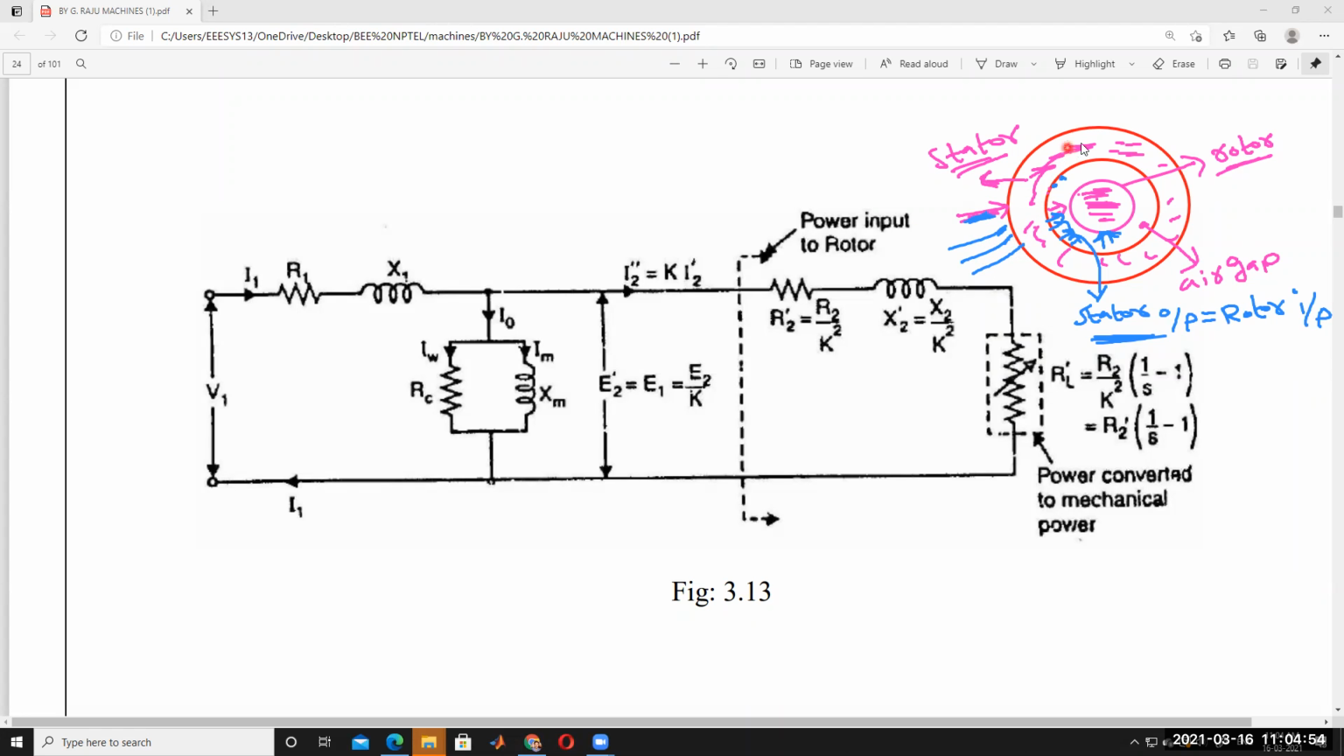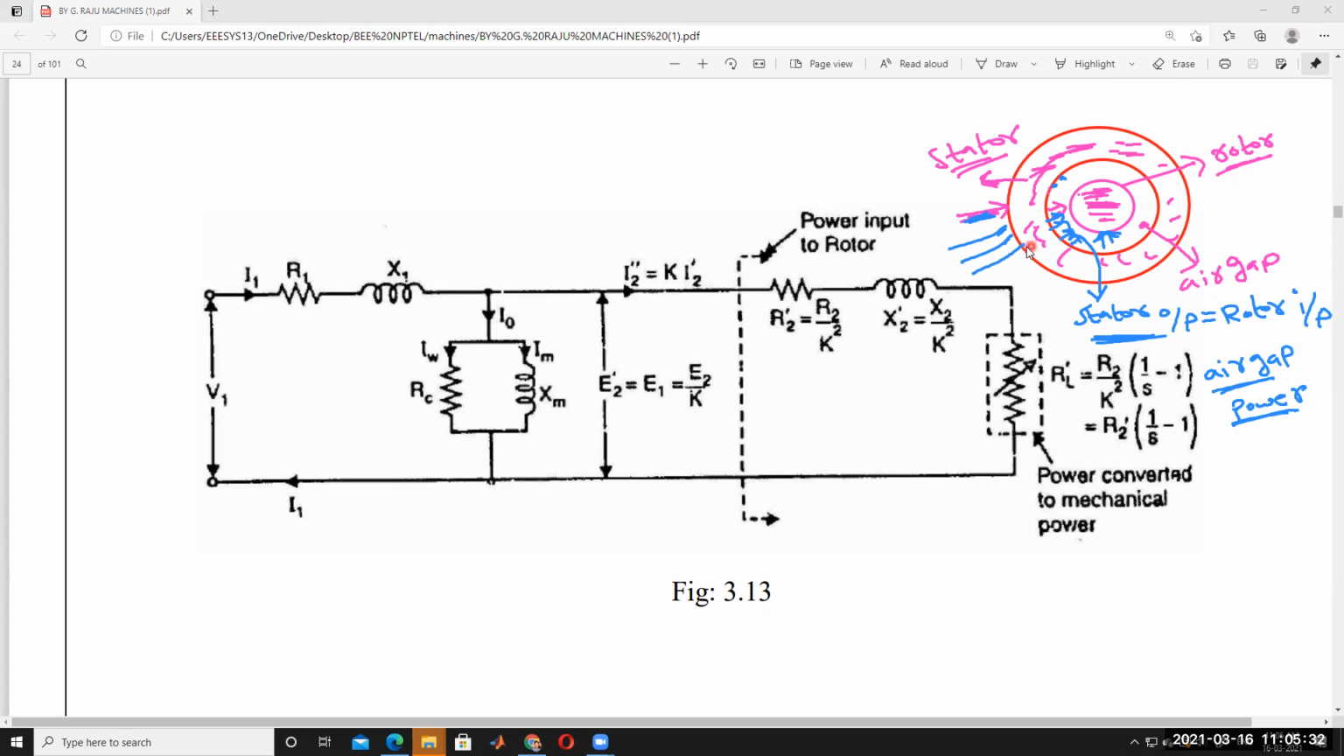The stator winding is excited and has a rotating magnetic field, and that power is transferred to the rotor because of the induction principle. The stator output, or rotor input, is also called air gap power. This power is the air gap power of the three-phase induction motor. Understood?